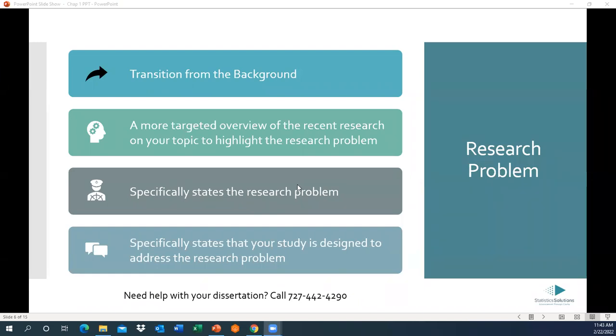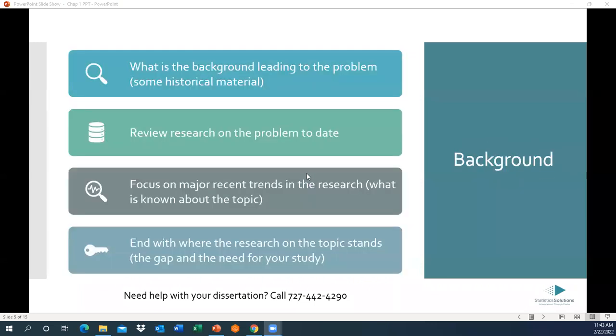In this section, focus a little more on the recent research, and the background is a perfect place for the older research.